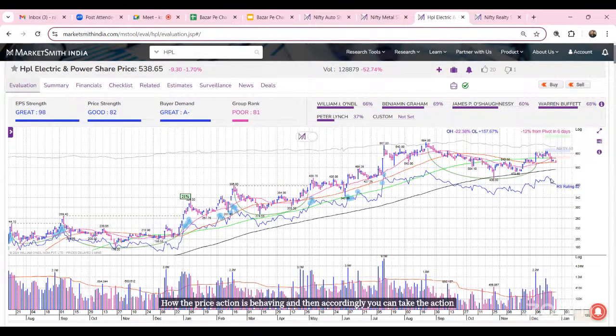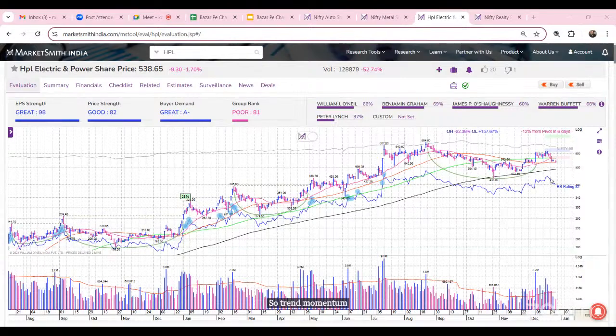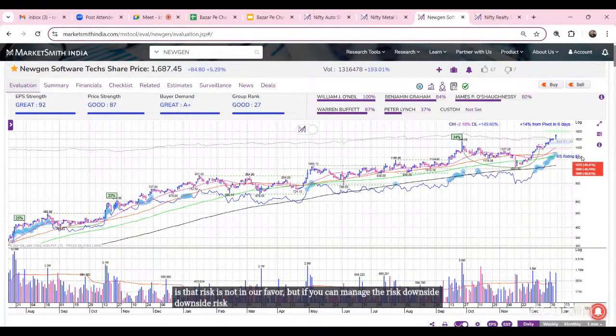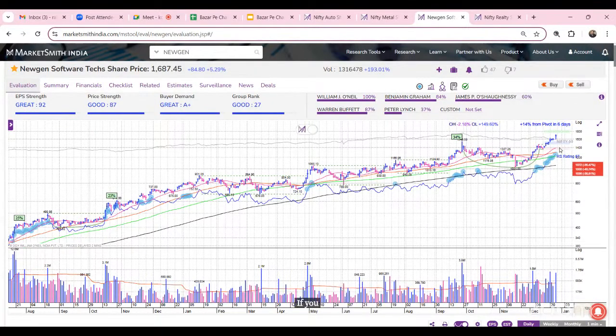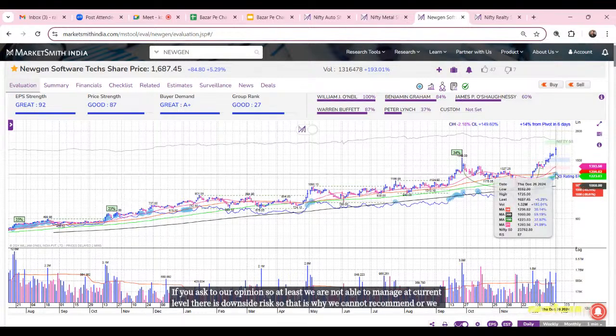Next. Sambit is asking whether we can take a position in Neogen now or wait for a confirmed market uptrend. Trend momentum is strong, everything is positive in favor of Neogen. The only thing is that risk is not in our favor. If you can manage the downside risk, you can take a position. If you cannot manage the risk, obviously you should not take it. If you ask our opinion, at the current level we are not able to manage the downside risk. That is why we cannot recommend or take a position in this particular stock.